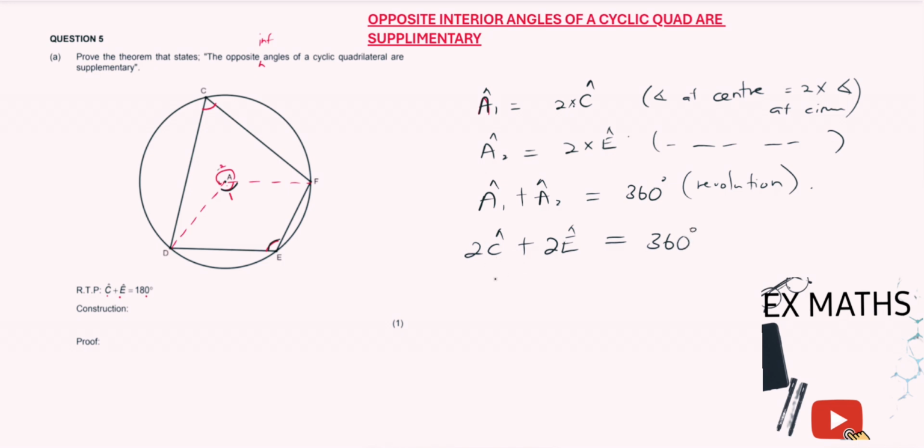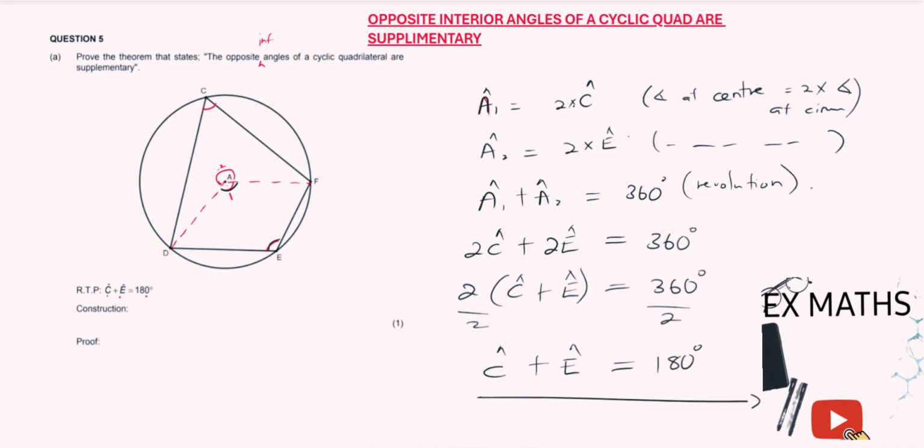Then we can factorize 2 here. Then we'll be left with C plus E inside the bracket. This is equal to 360 degrees. Then we divide by 2 both sides. So we'll be left with C plus E is equal to 360 divided by 2, which is 180 degrees. Then we have proved C plus E is 180.